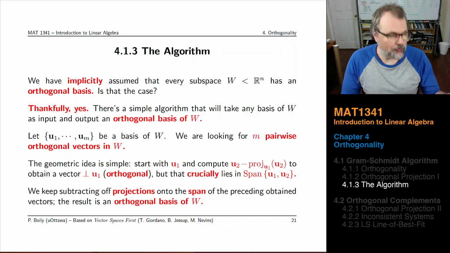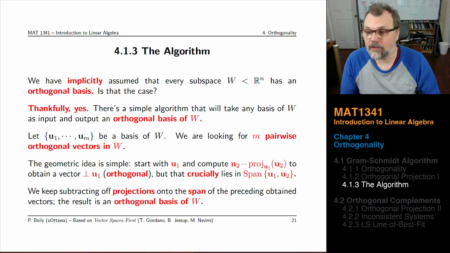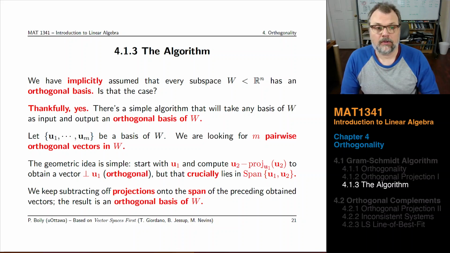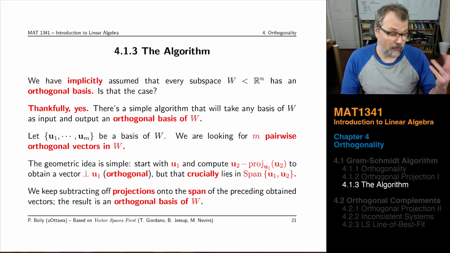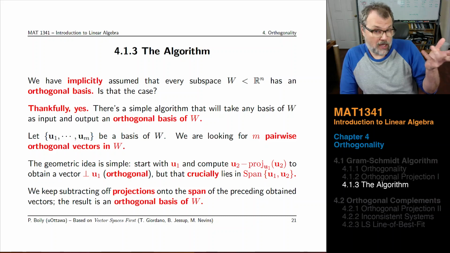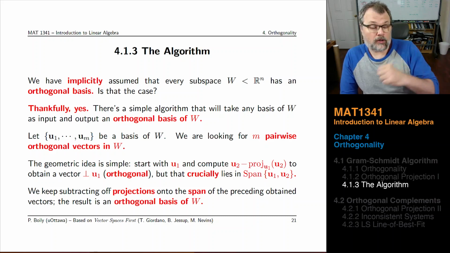So we've seen how useful orthogonal bases could be. Do we always have such a basis? Well, it turns out yes. Any subspace of Rn has an orthogonal basis. And it's actually quite straightforward to go from a basis to an orthogonal basis.